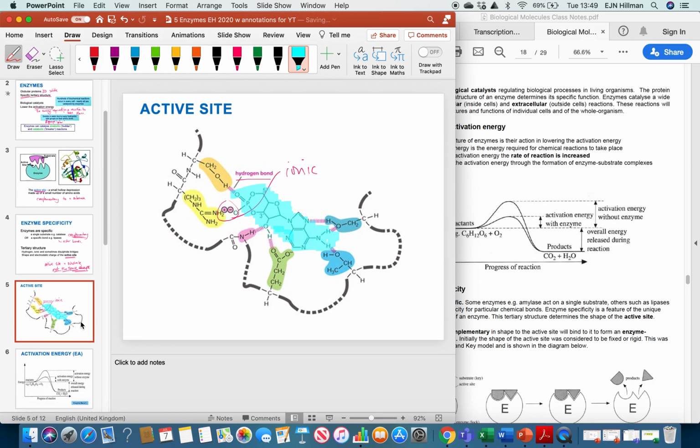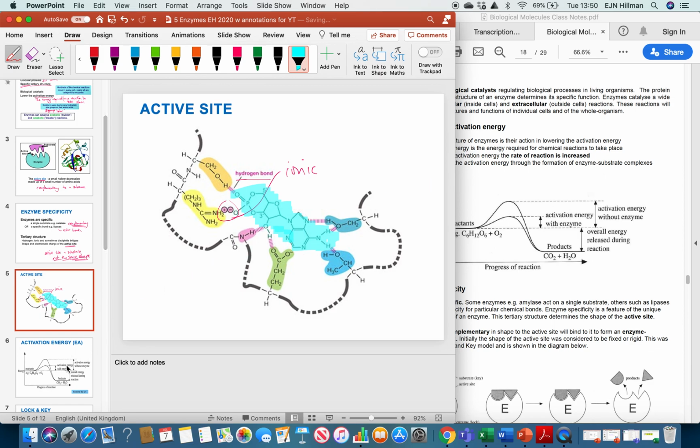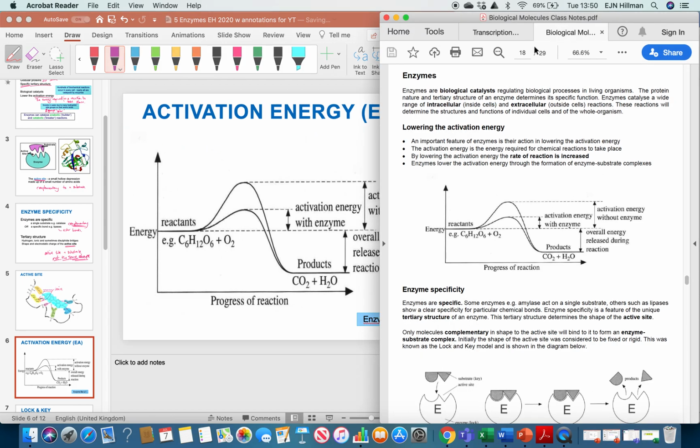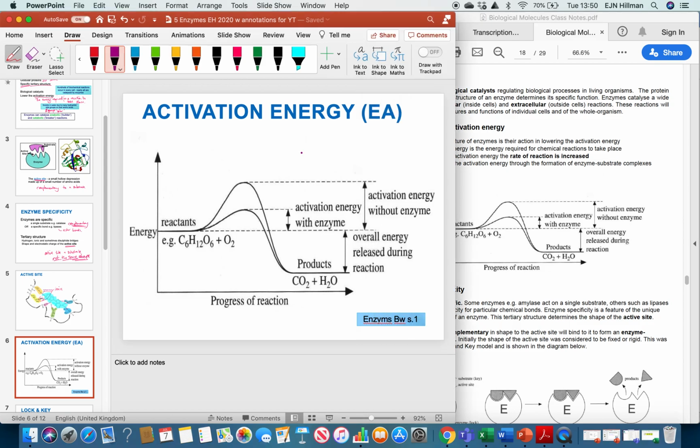Now, there are two models which explain that, which we'll come back to shortly. But before we do that, I mentioned earlier on this idea of activation energy. If you read in your notes, the activation energy is the energy required for chemical reactions to take place. Enzymes are able to lower the activation energy, meaning less energy is required for those chemical reactions to take place. And the importance of that is that biological systems tend to work at low temperatures. So there isn't a lot of energy available in the environment where these reactions are taking place, so instead they require an enzyme to help with that catalysis, to help with the reaction.